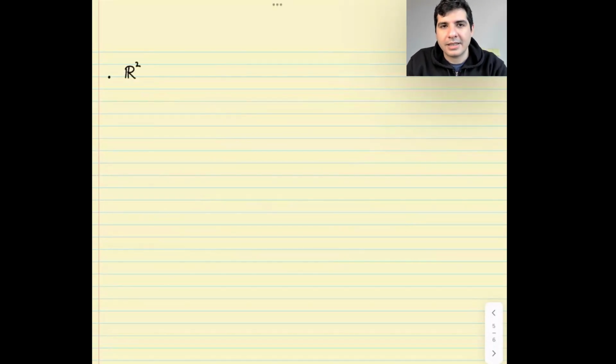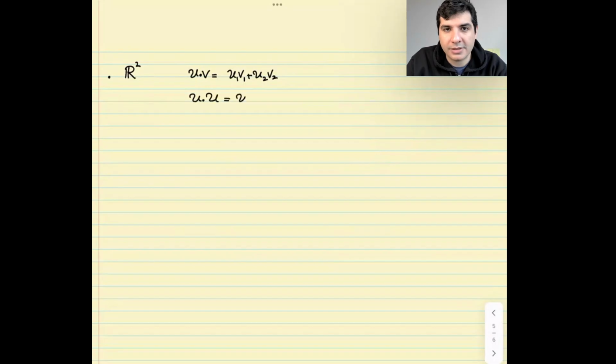Okay, so let's get back to R2. The standard Euclidean inner product would be u1 v1 plus u2 v2. You can say it is positive definite in the sense that the inner product of u with itself, u dot u, is u1 squared plus u2 squared. This is a non-negative number, and in fact it is equal to 0 if both u1 and u2 are 0, so the vector u is equal to (0, 0), the vector 0 in R2.